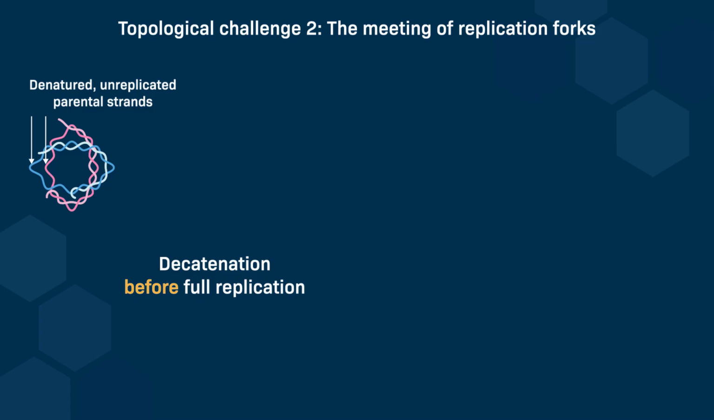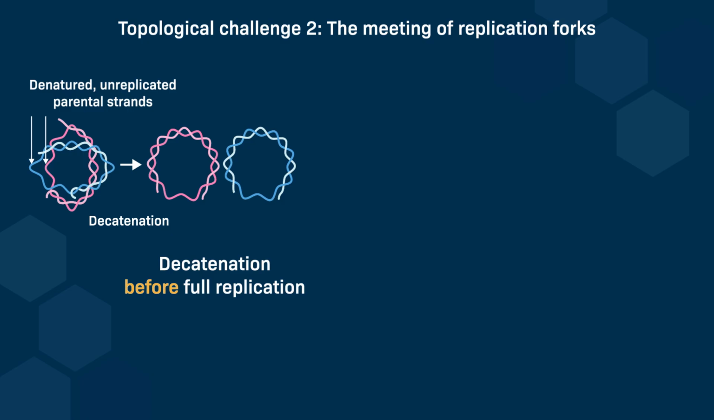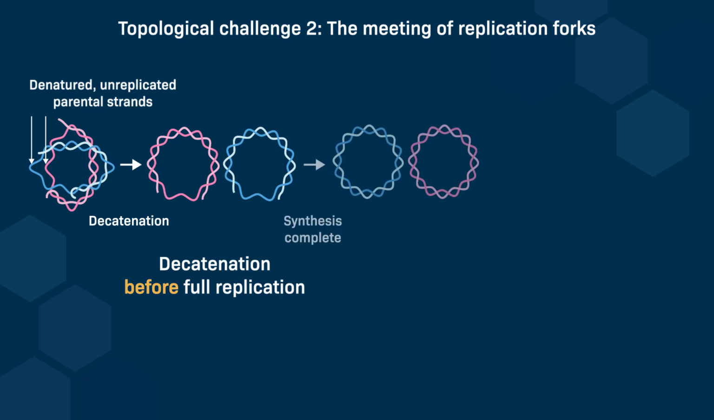In this approach, topoisomerase 2 acts before the complete replication of the DNA molecules. It cleaves the two unreplicated parental strands, which allows the partially replicated molecules to be separated. Following this decatenation, DNA synthesis is completed independently on each circular DNA molecule, resulting in two fully separated and fully replicated circular DNA molecules. This process is depicted on the right side of the diagram.